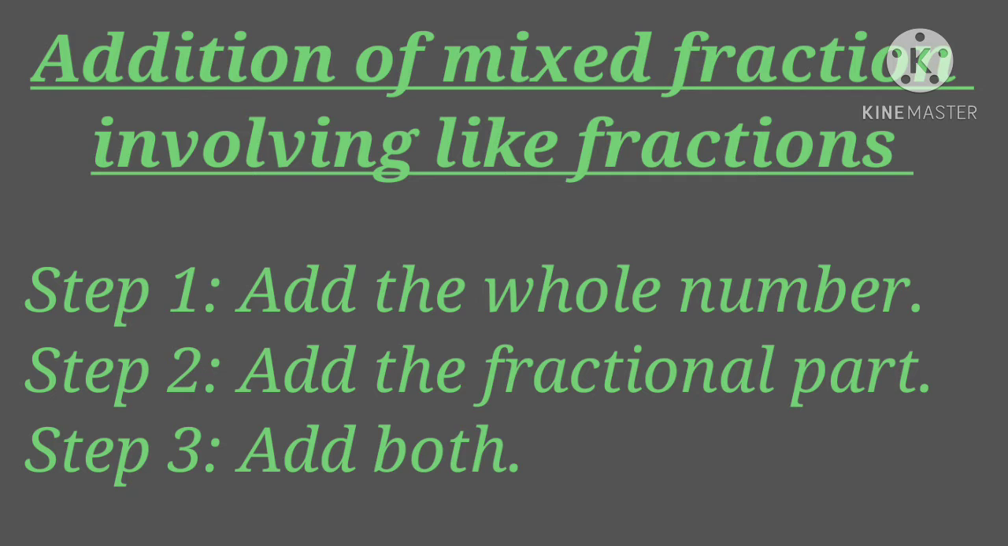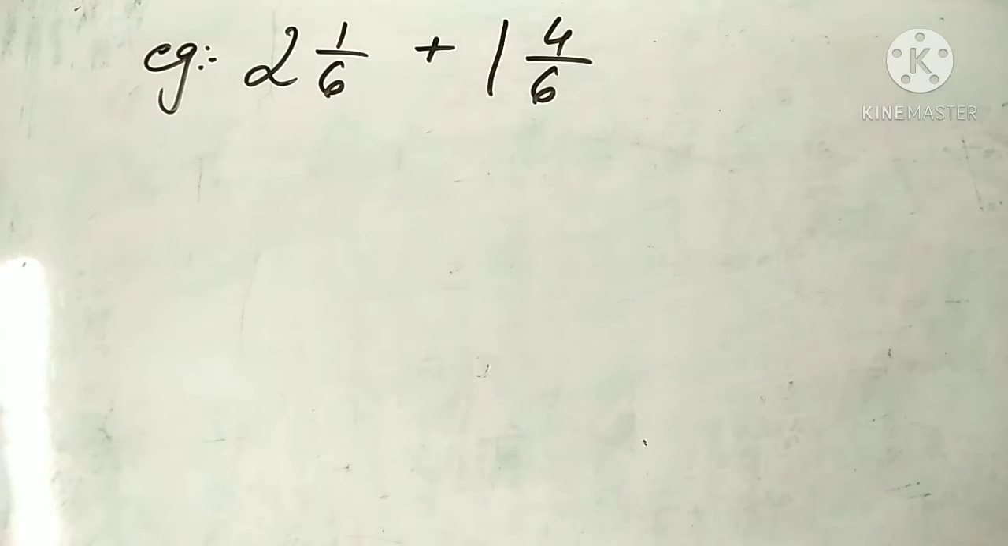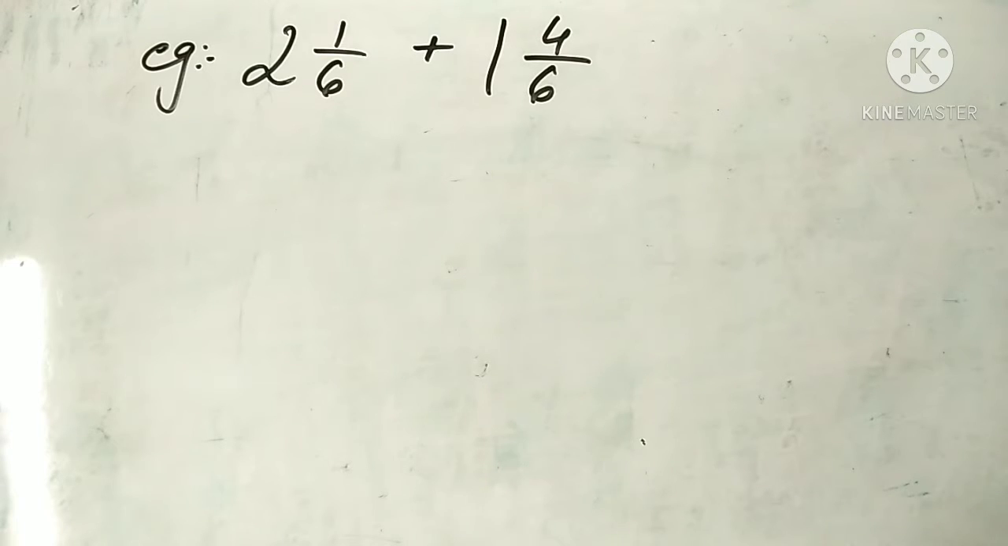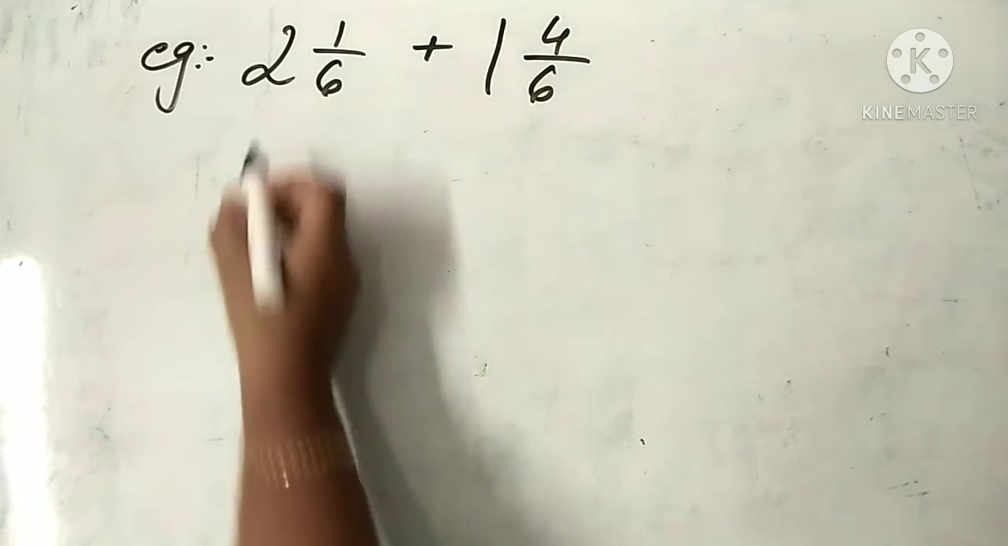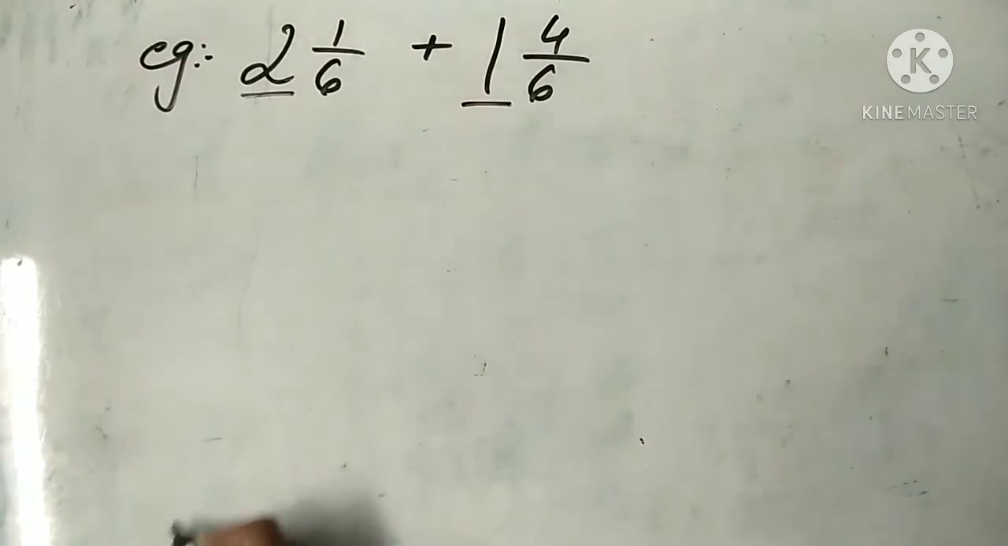Step 1, add the whole number. Step 2, add the fractional part. And step 3, add both. Example, 2 1 by 6 plus 1 4 by 6. Here both are mixed fractions. So what we have to do? First step is we have to add the whole number.